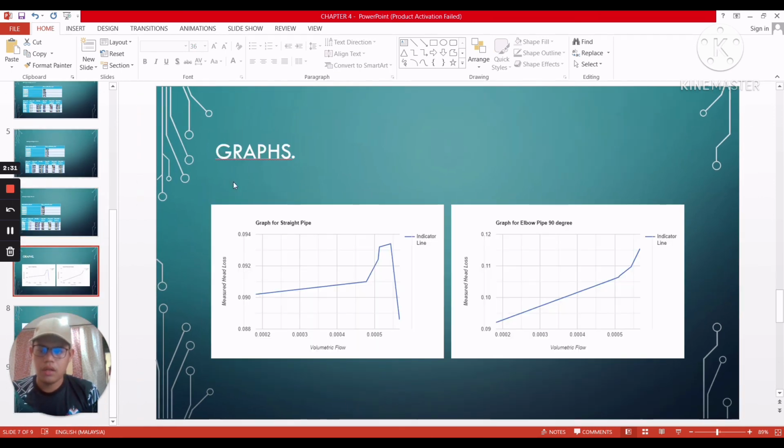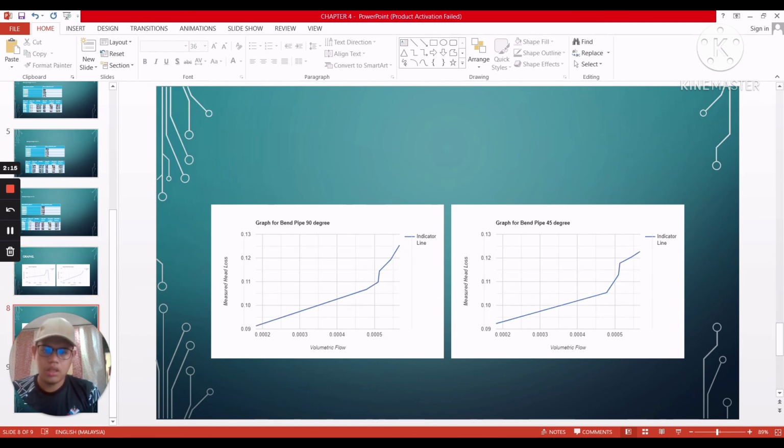So for the graph, I have used software to generate the graph, which the doctor can find in detail in our report later. We have 4 types of graph, which is the measured head loss versus the volumetric flow. This is the other two.